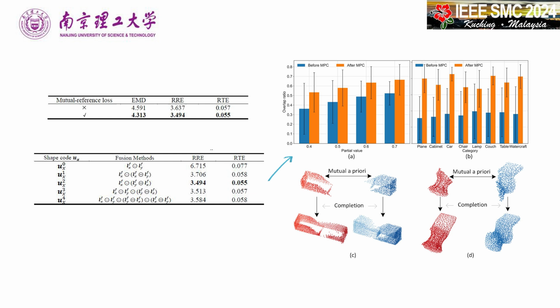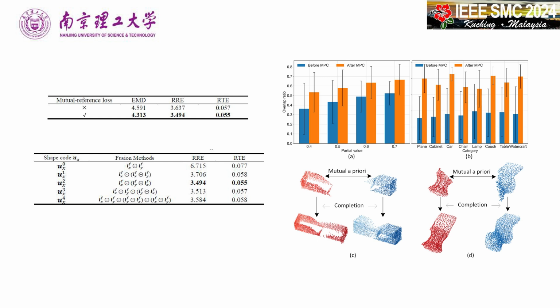A, improvement of overlap rate on ModelNet40 for different partial values. B, improvement of overlap rate on CTF for different categories. C, completion results of 0 partial value. D, completion results of 0.7 partial value. Based on these results, the following observations can be obtained.